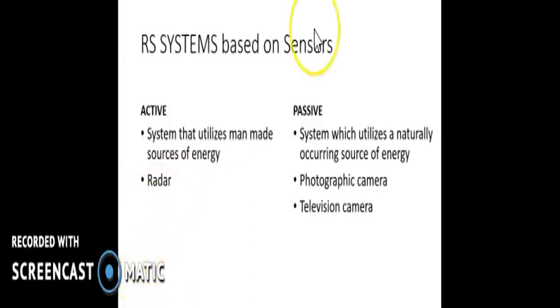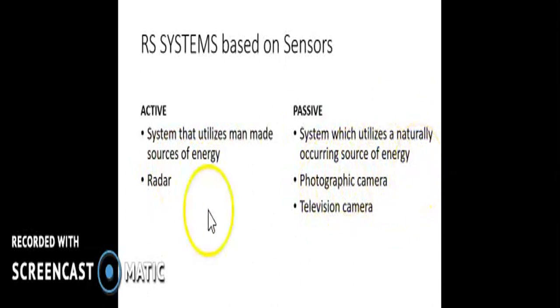Then the next thing is remote sensing systems. Now remote sensing systems are primarily of two types. One is active and one is passive. Active system is the one that makes use of a man-made source of energy, and passive is the one which utilizes a naturally occurring source of energy. Which is a naturally occurring source of energy?